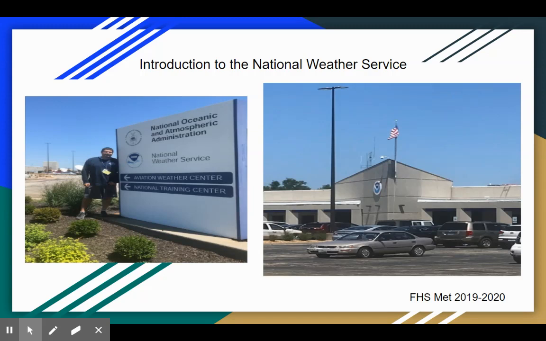And then here's a more present picture. That is me on the left. A couple summers ago, I traveled out to Kansas City, Missouri, and was able to work at the National Weather Service in Kansas City. So that's a picture of the NOAA building and the Aviation Center in Kansas City, Missouri.